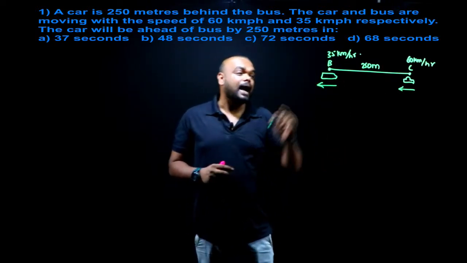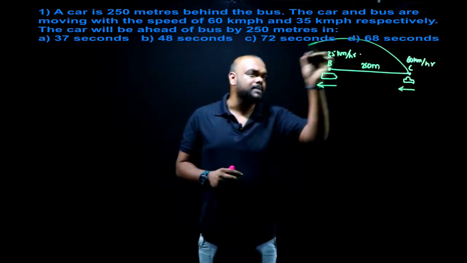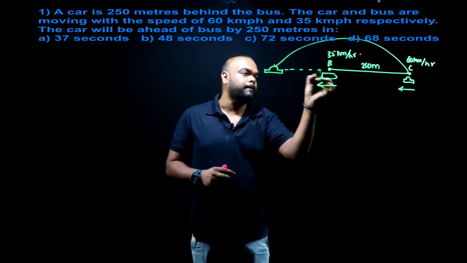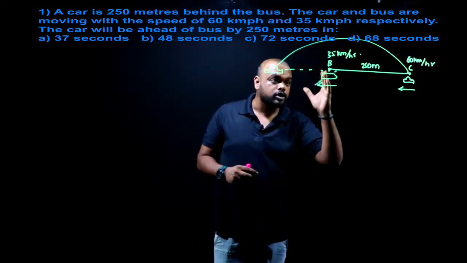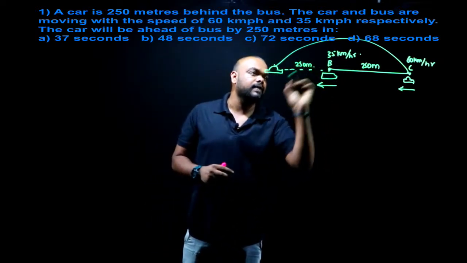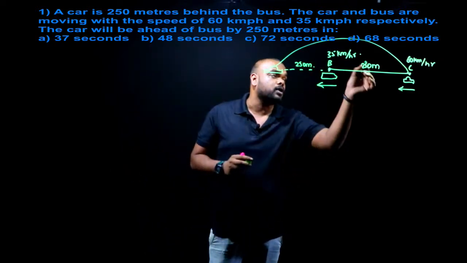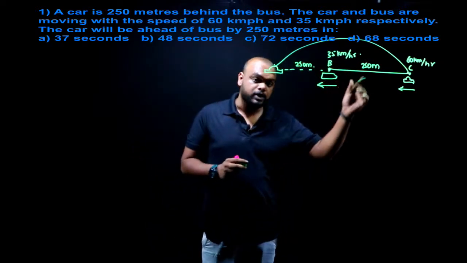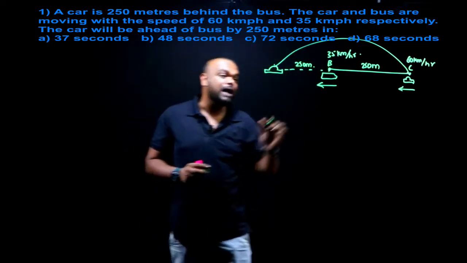The car will be ahead of the bus by 250 meters in. It means he's asking for time. So the car should come somewhere here. It should be 250 meters ahead of the bus. Now the distance between them is 250 meters. The car should meet the bus and go ahead by another 250 meters. So the total distance to be traveled in this process is 250 meters and 250 meters. I hope you're understanding the total distance, because the car should meet the bus and go ahead of it by 250 meters.